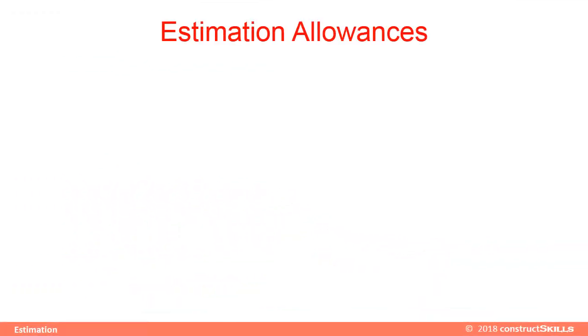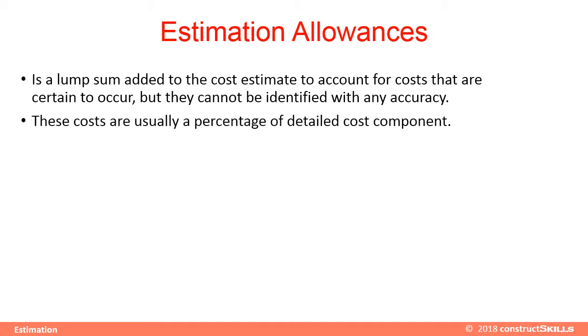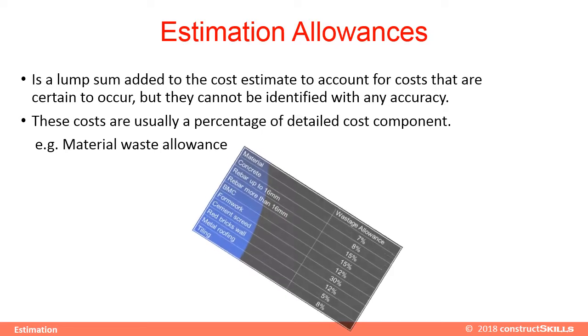Estimation allowances are a lump sum added to the cost estimate to account for costs that are certain to occur, but cannot be identified with any accuracy. These costs are usually a percentage of a detailed cost component. A good example is the waste allowance that is added to the material cost in the form of a percentage.